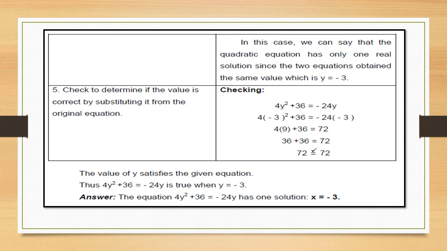In this case, we can say that the quadratic equation has only one real solution, since the two equations obtain the same value, which is y is equal to negative 3. So for the checking, we got the correct answer for the value of y, because we have 72 is equal to 72. The value of y satisfies the given equation, thus 4y squared plus 36 is equal to negative 24y is true when y is equal to negative 3. The equation has one solution, which is y is equal to negative 3.